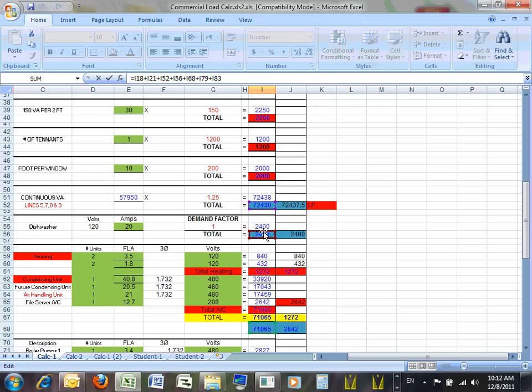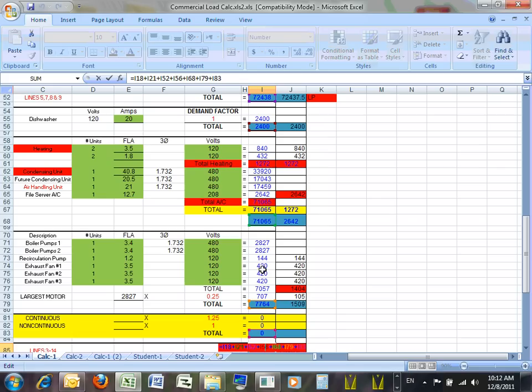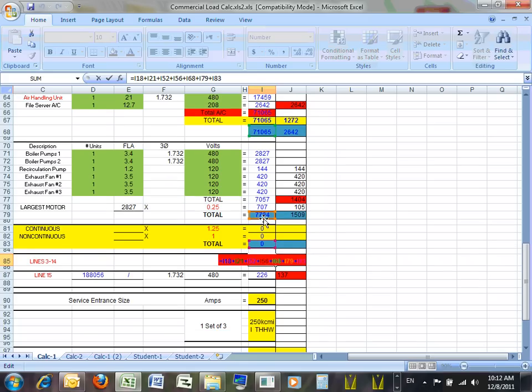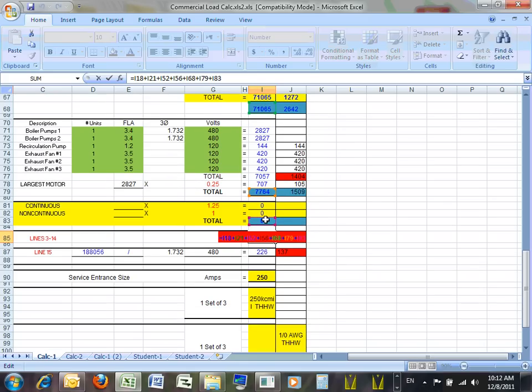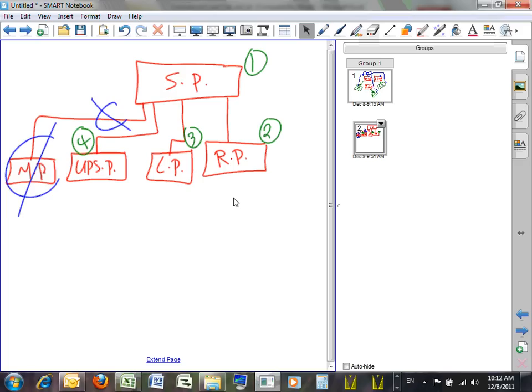And then I went down to the dishwasher, picked the dishwasher up, picked the largest of the cooling and heating up. Can you guys see that? And then I went down and picked all the motors, including 25% of the largest one. Any other loads, which is nothing here, and then add them all up. So basically I added all the loads that are going to be fed from the main building.